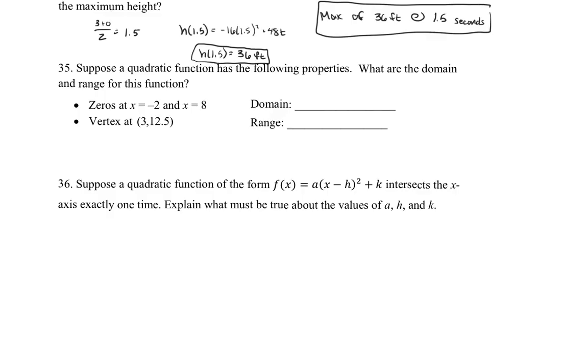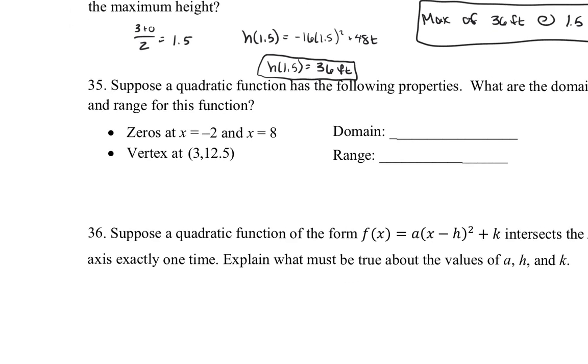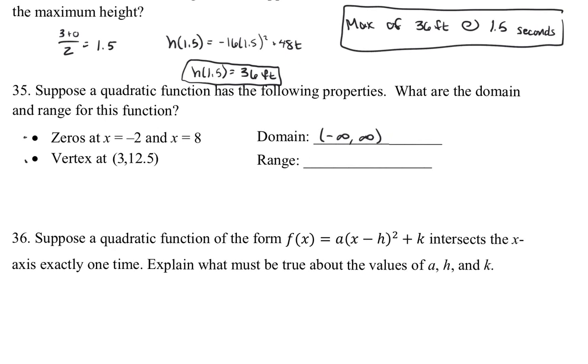Moving on, we are supposed to assume a quadratic function has the following properties, here and here. And we want to know the domain and range for this function. So before we even start, we know that a quadratic function has a domain over all real numbers. There's not any point where that breaks. So the domain here is just going to be from negative infinity to positive infinity. That one was nice and easy.